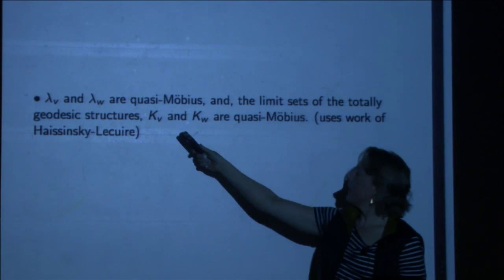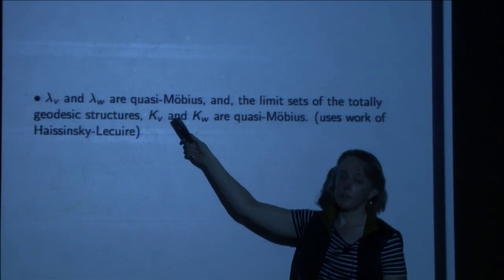Okay, so these are the two limit sets of the rigid pieces, so they have what's called a quasi-Mobius structure on them. And this uses work of Hyphinski and Lesueur that you can get quasi-Mobius structures on the two, I didn't say what these are. These are the limit sets in the Kleinian group structure.